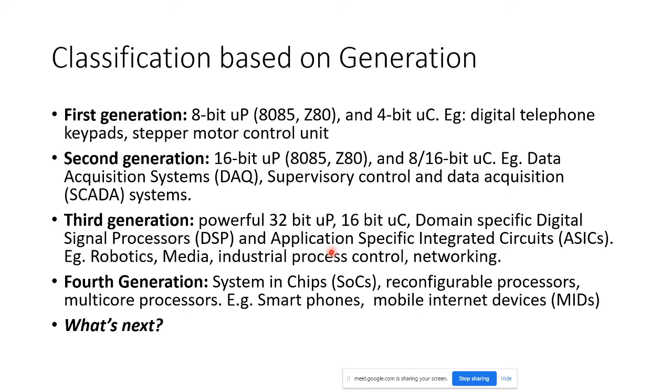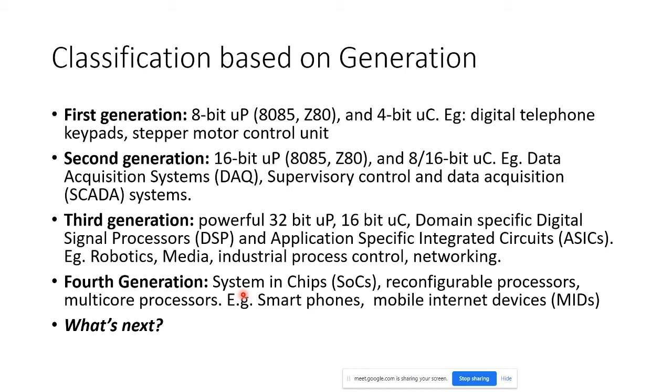So it will be something like a nuclear power plant control system, right? Where you have specific requirements of the nuclear power plant, and you will design a processor for that. Examples of this include robotics and media, and then industrial process control and networking. And then we have our fourth generation. These are system on chips.